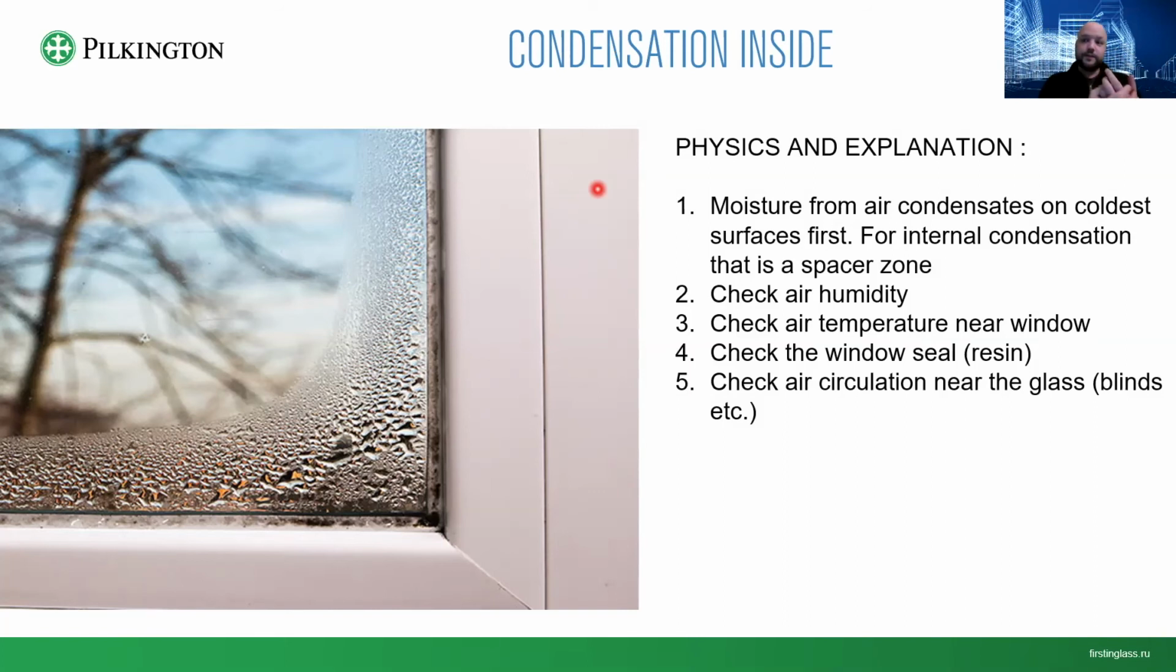You have to check the temperature near the window. And you can advise him to check the resin on the perimeter of his window. Because if the resin is not good enough, the seal is not good enough, then cold air may penetrate your window and blow directly through, thereby causing parts of your window to be colder than the other.